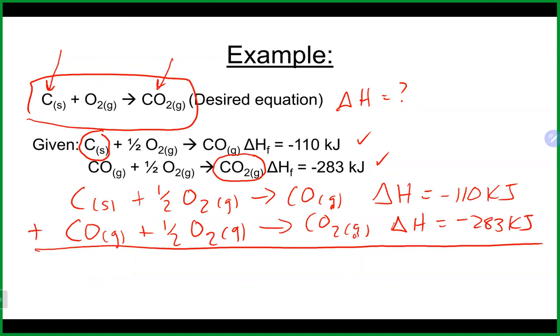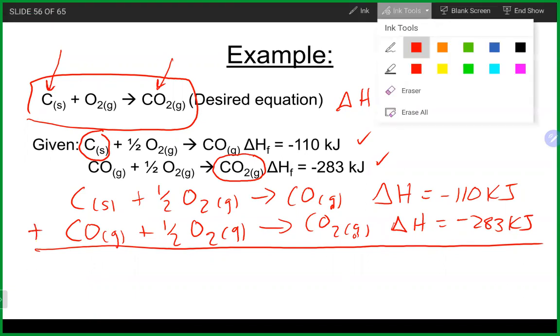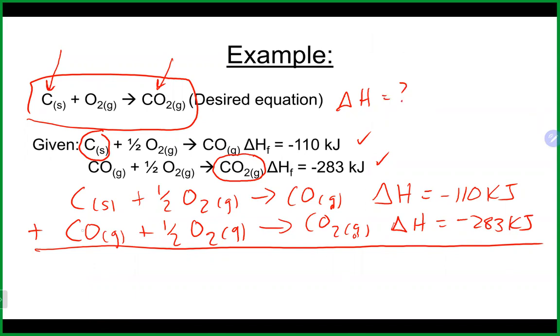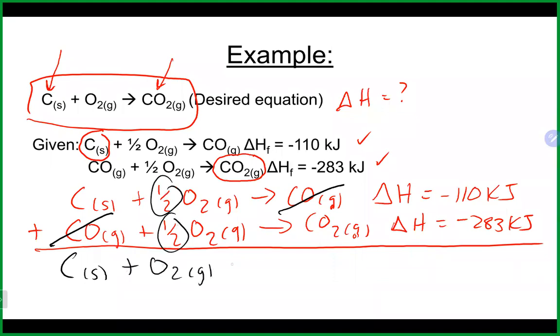So I'm going to look for anything that is on opposite sides of the arrow that's the same. That is a CO and a CO, so those will completely cancel out. Once again, it's like subtracting CO from the other side. It's like subtracting 2 from one side and you got 2, it equals 0. So here, everything else stays. On the left-hand side, we have a carbon. We have a half and a half, which makes 1, O2. And we make CO2 in this case.